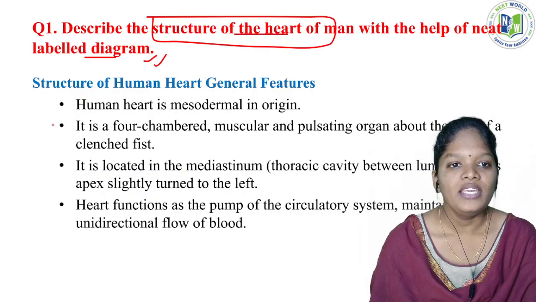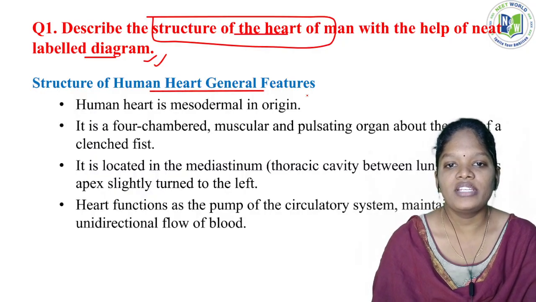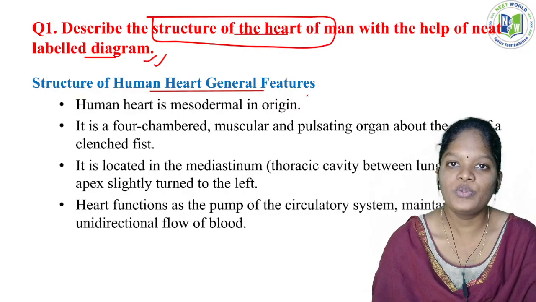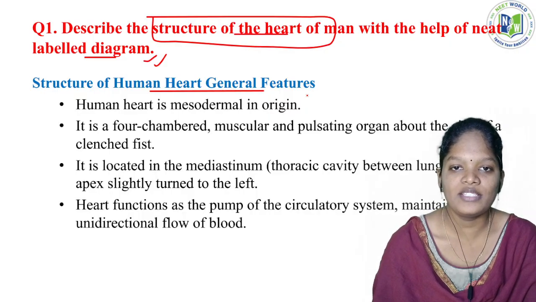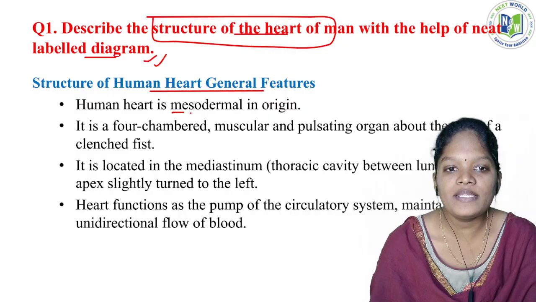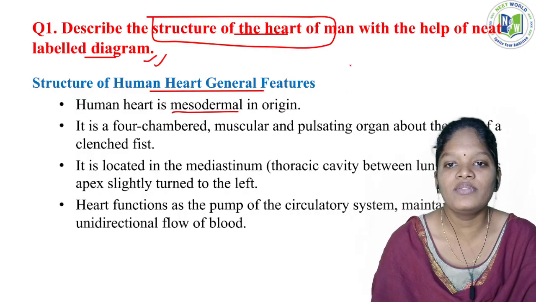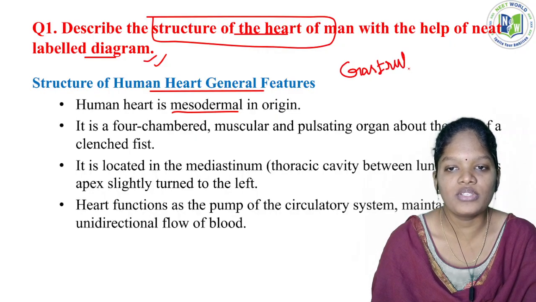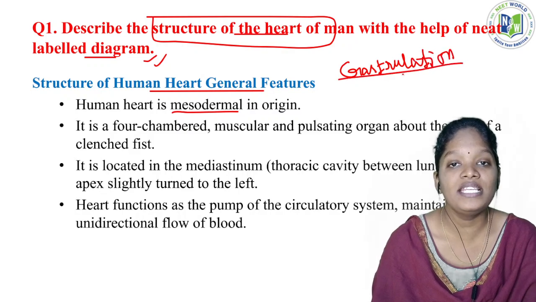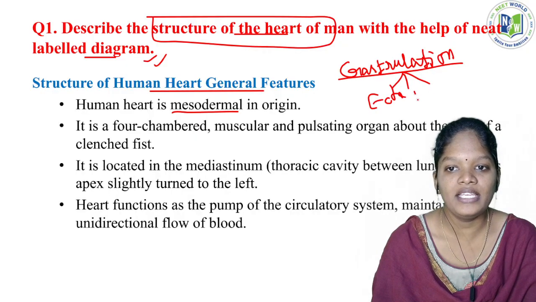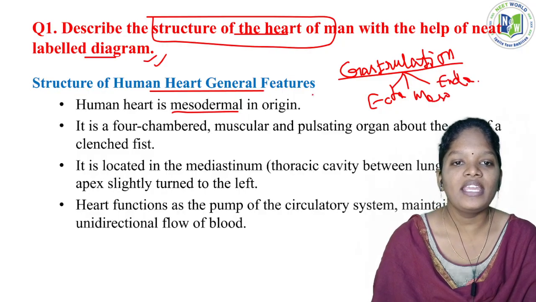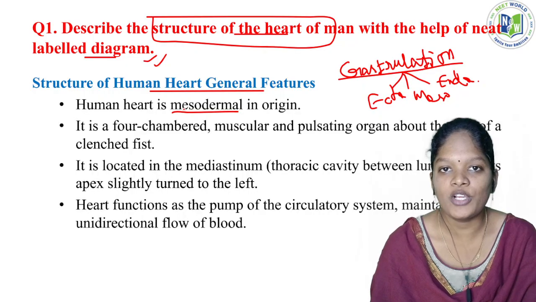Structure of the human heart and its general features. As I always insist, give a proper subheading. That is mandatory. The human heart is mesodermal in origin. The formation of three germinal layers is called the gastrulation process. The three germinal layers are the outer layer, the ectoderm, the middle layer, the mesoderm, and the inner layer, the endoderm. So the human heart is mesodermal in origin.